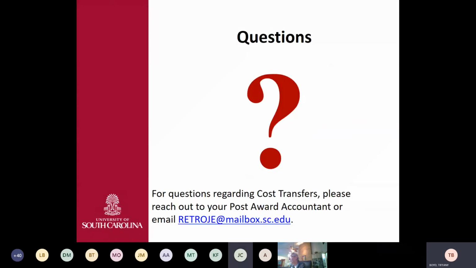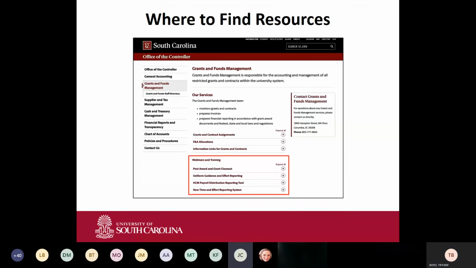Actually, Tiffany, also the policy and procedure, this new policy is located on the controller's website on the policy and procedures page. So you can find that there as well. And we have a question: will the webinar be posted to the PS Finance Resources page or elsewhere? We're actually posting it, if you want to move backwards to that previous slide, Tiffany, on the Grants and Funds Management page specifically. And you will find that information down in the webinars and training section of that page. So that can be found on the controller's website as well.